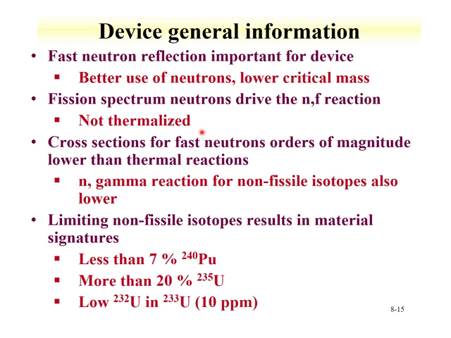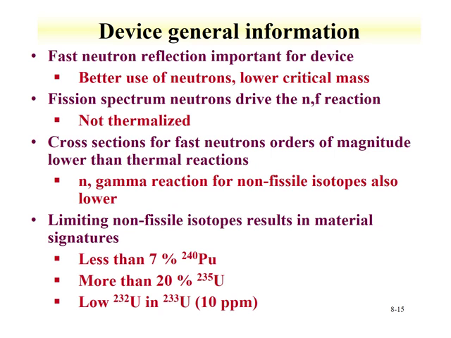The fission spectrums drive the NF reactions. These neutrons are not thermalized, so that's an important difference between a device and a reactor. Remember that the neutrons have an energy of about 1 MeV in a device. The cross sections for the fast neutrons are orders of magnitude lower than for thermal neutrons.